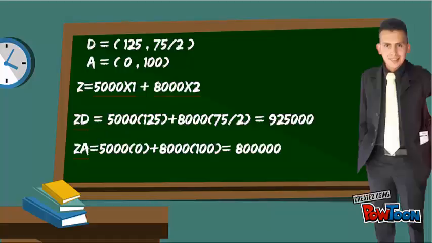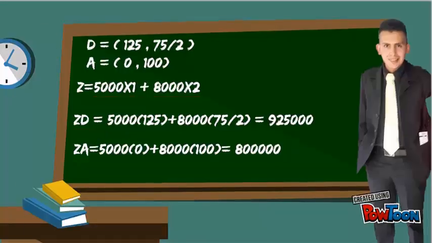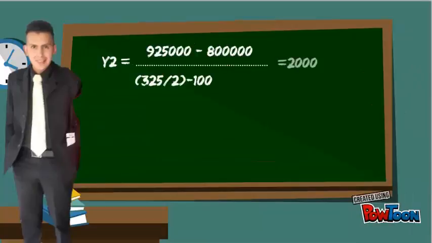Replace in the equation Y2. Y2 equals 925,000 less 800,000 divided by 325 million less 100, equals 2,000.